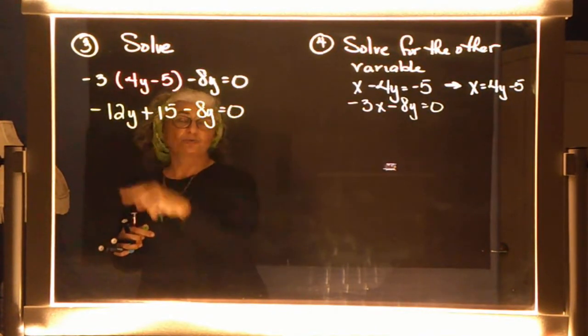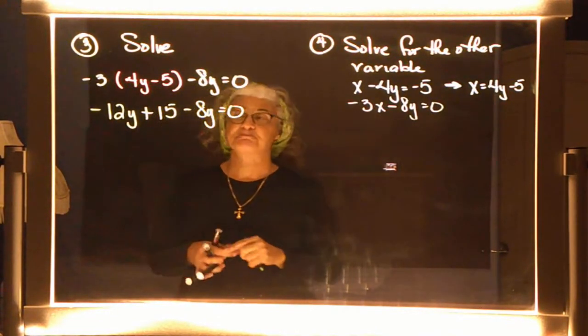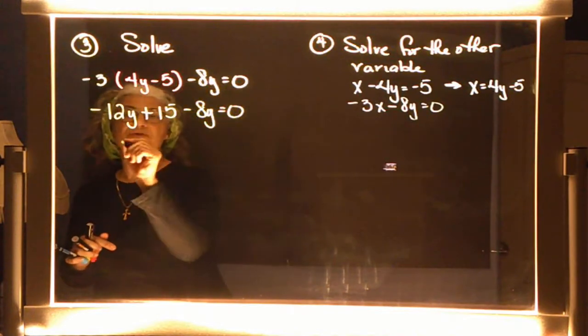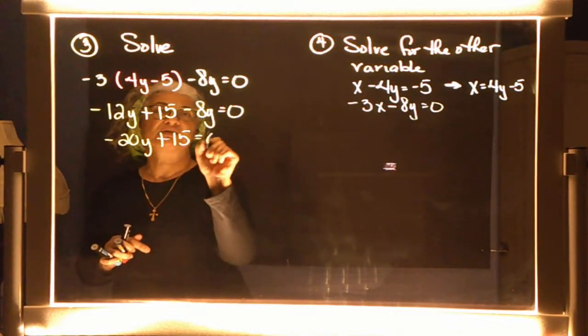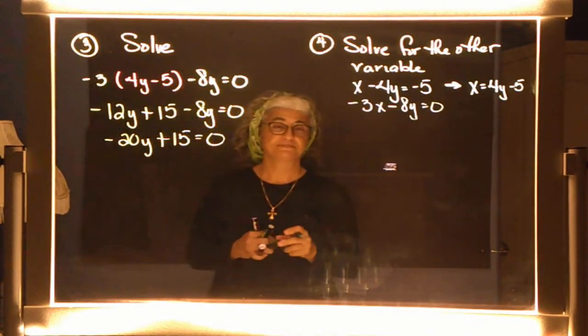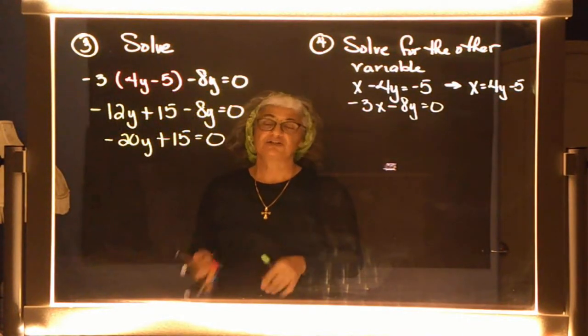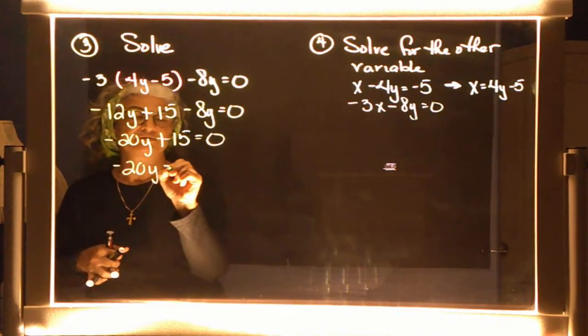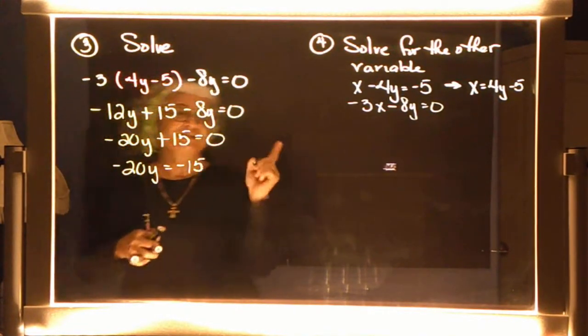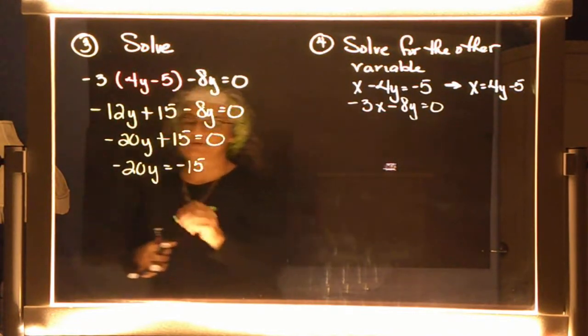And then collect the y's together. Do you agree? Okay. So that looks like negative 20y plus 15 equals 0. Yes? And then, good, move the 15 to the other side so I can get the y by itself. And then divide by negative 20.